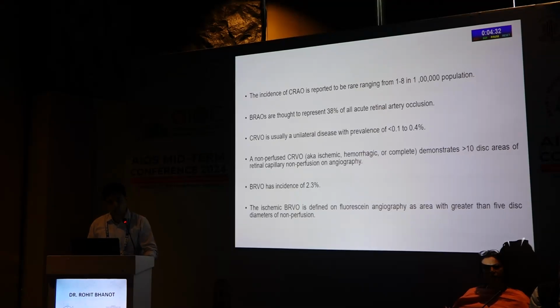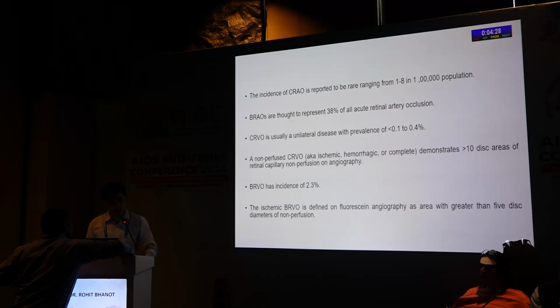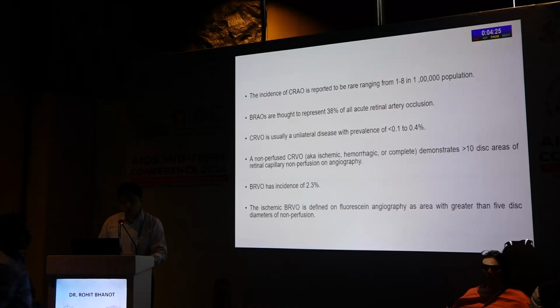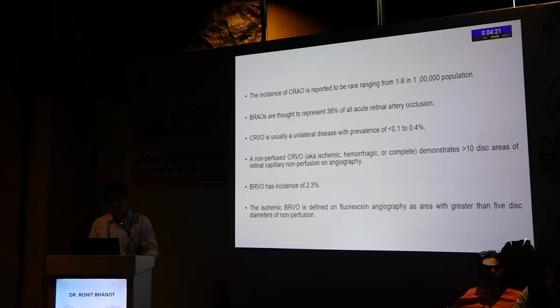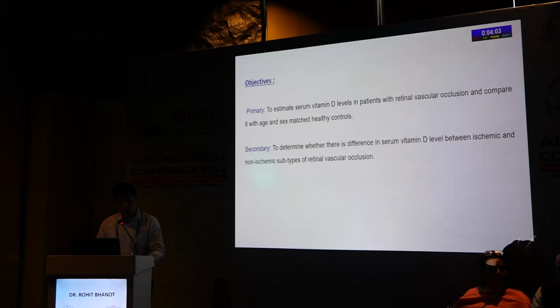The incidence of CRAO is reported to range from 1 to 8 per lakh population. BRAO is more than 38% of acute arterial occlusion. CRVO accounts for around 0.4%, and non-perfused CRVO is the one which demonstrates more than 10 disc areas of retinal capillary non-perfusion on angiography. BRVO has an incidence of 2.3. Ischemic BRVO is defined on fluorescein angiography as an area with greater than 5 disc diameters of non-perfusion.